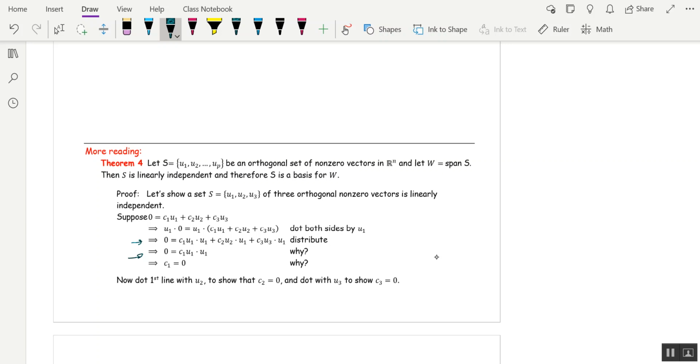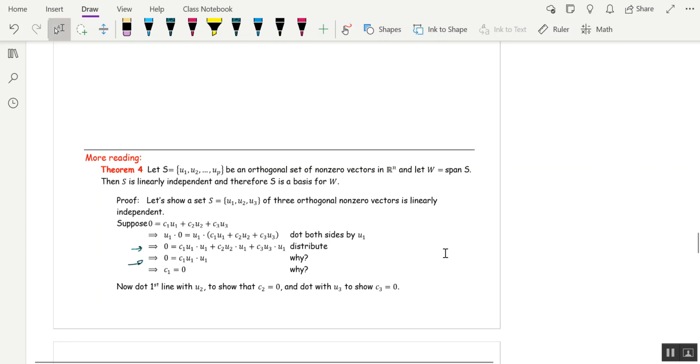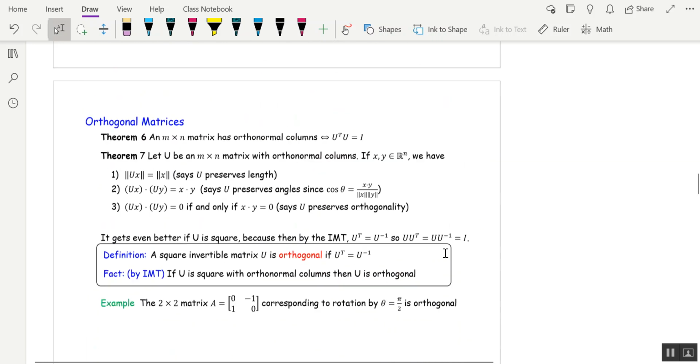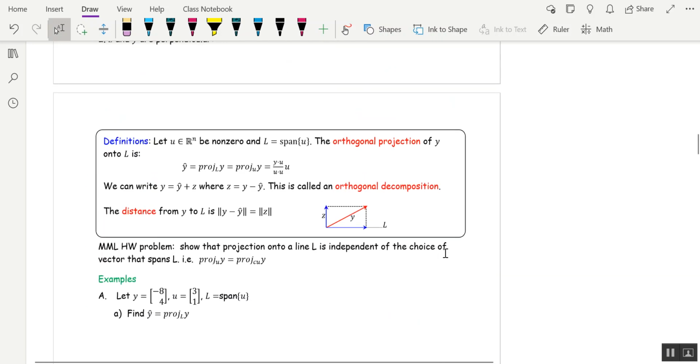Now I claim that if that's 0, then that must mean C1 is 0, and that's because u1 is not 0, again, by assumption. It's a non-zero vector. So you show C1 is 0. And then you go through and you do the same thing again. You dot this with u2 and dot with u3, and you can show all 3 coefficients have to be 0. All right, so I feel better. I don't know if you feel better or not.